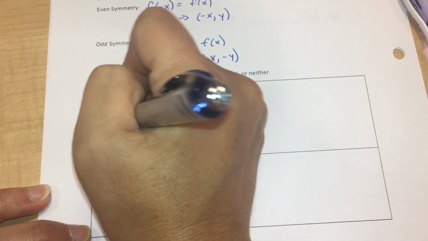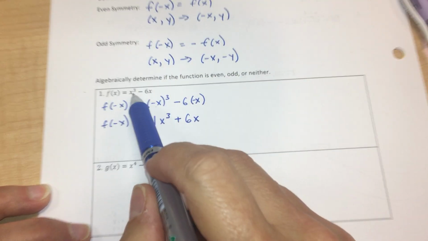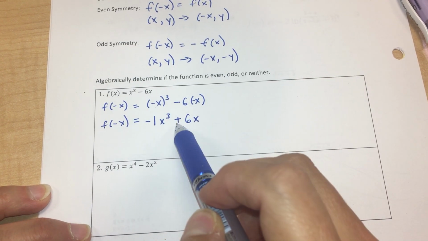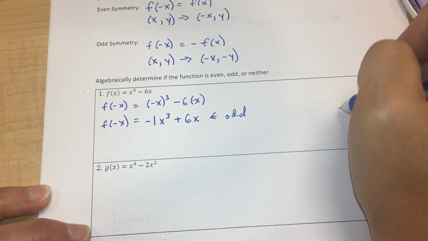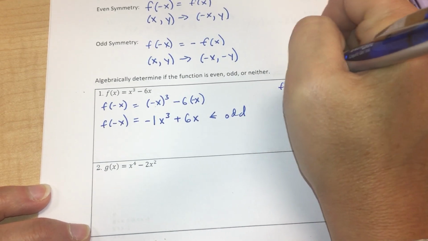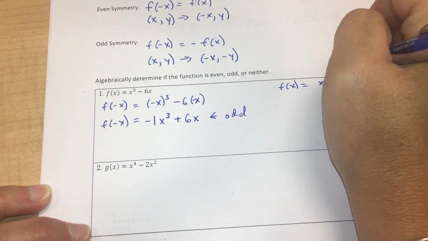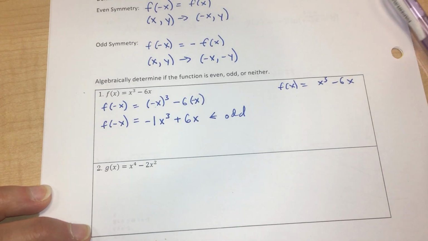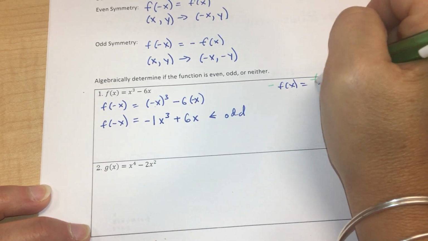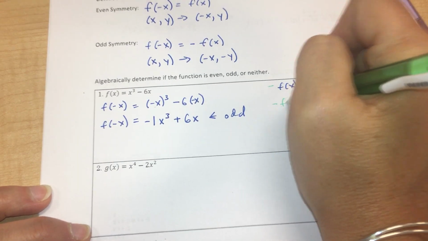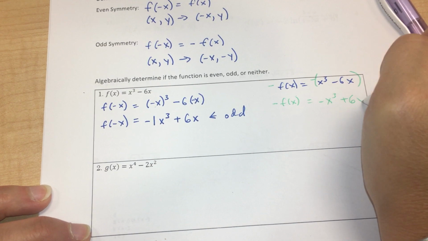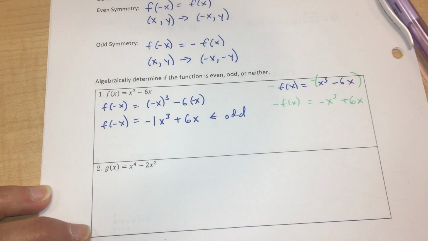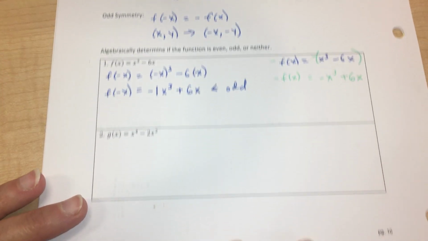And since I have now shown that f of negative x is exactly the opposite, see how it's positive and then negative, negative and then positive, I now know that this is an odd function. Another way to think about it: if I took f of x, which is x cubed minus 6x, and I negated it, negative f of x equals negative x cubed plus 6x. That's what I got. So that function is odd.